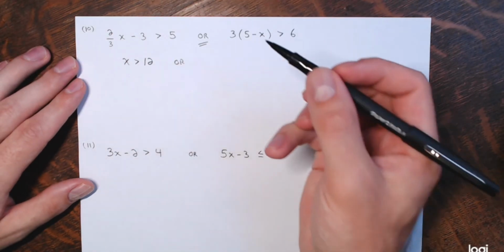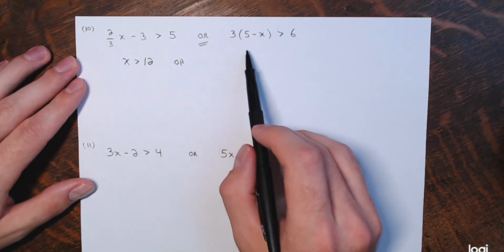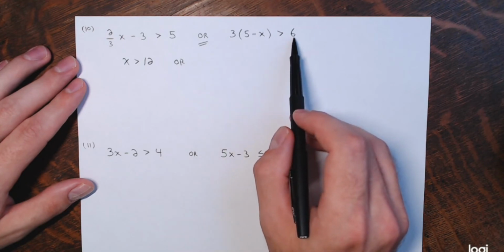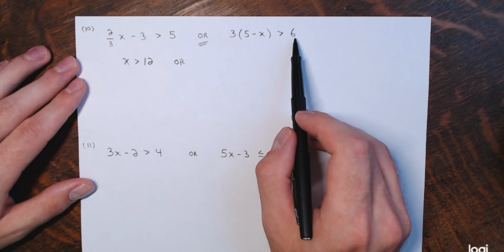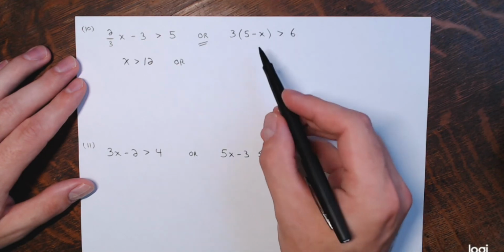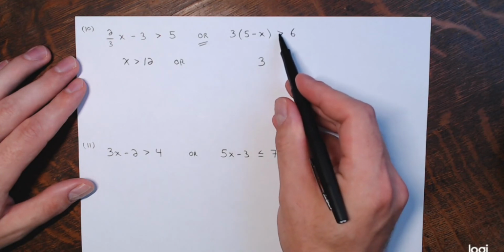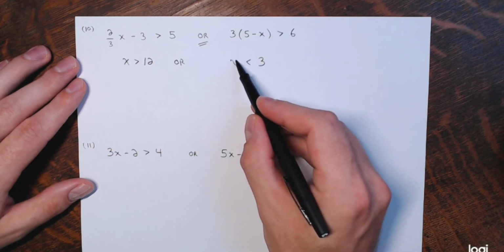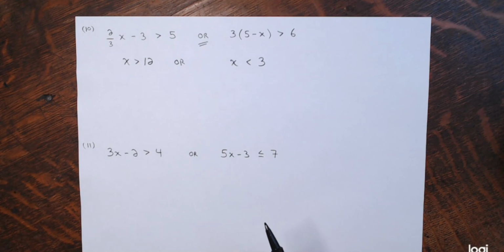Notice the symbol doesn't change because I never multiplied or divided by a negative. Or, here I can get rid of the 3 pretty easily. Divide by 3, you got 2 on this side. Subtract the 5, you'd have negative 3. Then multiply by negative 1, you'd have positive 3. But the symbol would flip. Instead of greater than, it'd be less than. Alright, so numbers less than 3 satisfy that second inequality.